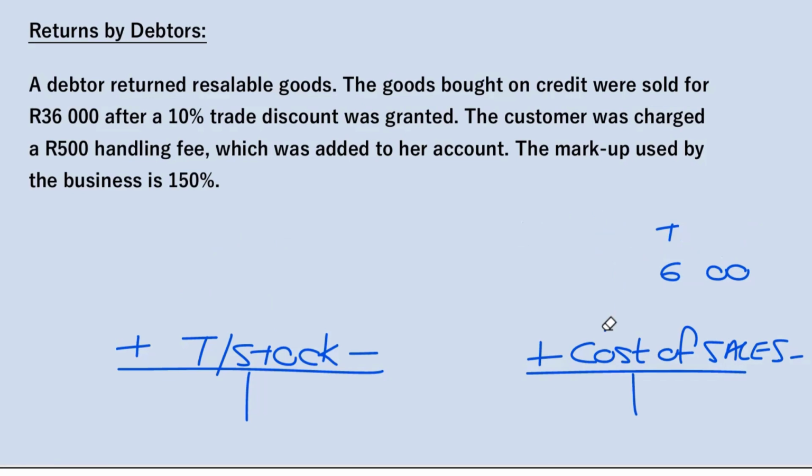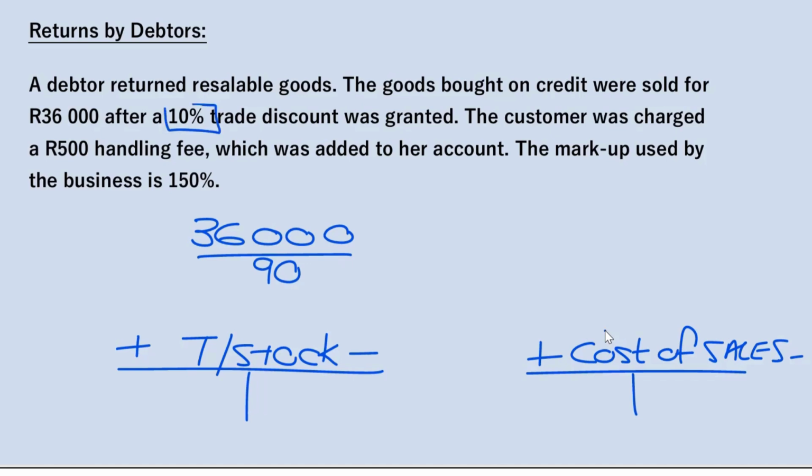Okay, what we now need to find out is what was the cost of these goods? But we must remember there was a 10% trade discount granted. So that 36 is not the selling price that we can work on to get to the cost of sales. Wow, you have to get back to the original selling price before you can work out the cost of sales. Okay, so what are we going to do to find that? I think we need to get this back to 100%. So what is it at the moment? It is at the moment at 90. At 90. And that 90 comes from 100% minus the 10%.